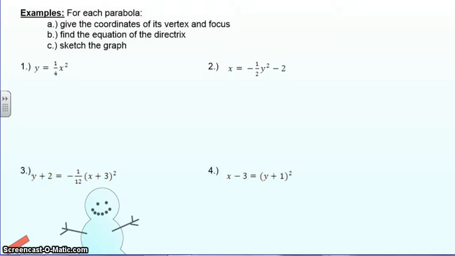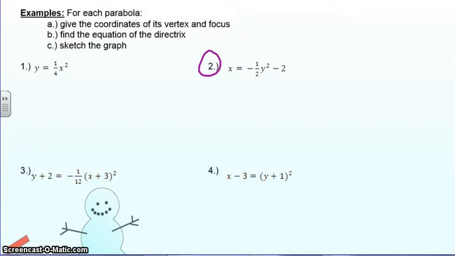All right, for each example, we're going to give the coordinates of the vertex and the focus. We're going to find the equation of the directrix, and we're going to draw a sketch. So I'm going to actually start with question number 2, and I'm going to have you guys try question 1 later. So looking at question 2, the first thing we want is to be in the same form as before, as the other page.